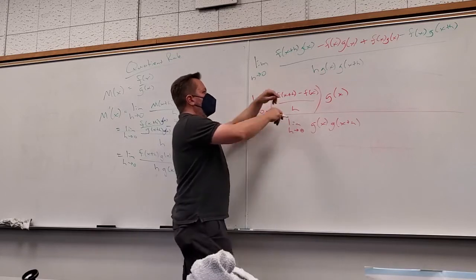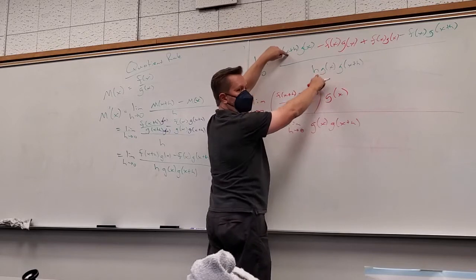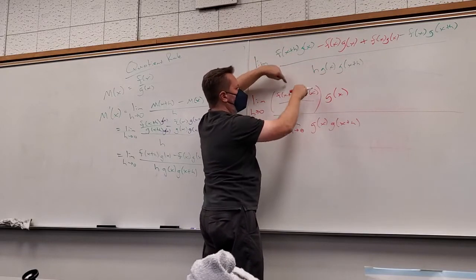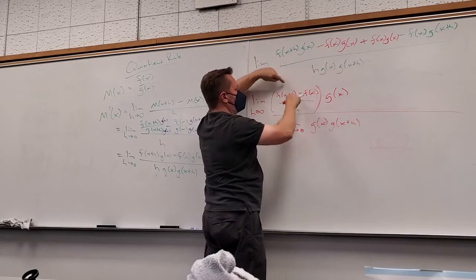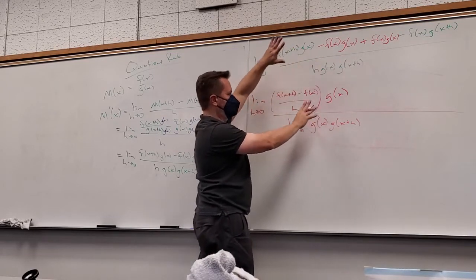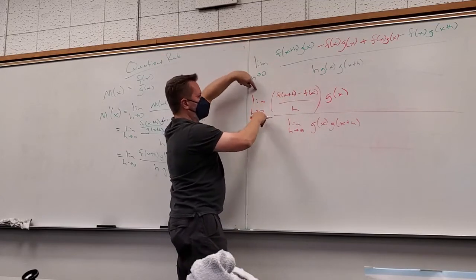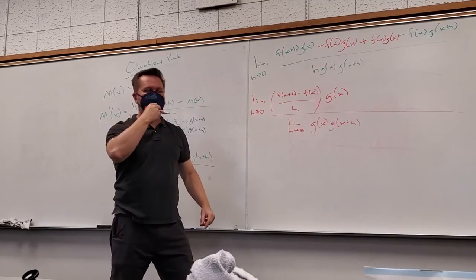So if this is being divided by h, it's still being divided by h here. So I really didn't change anything, I'm just being more specific. This piece is being divided by h. It's also being divided by this business. But this now I can see is the limit of this is f prime, right?